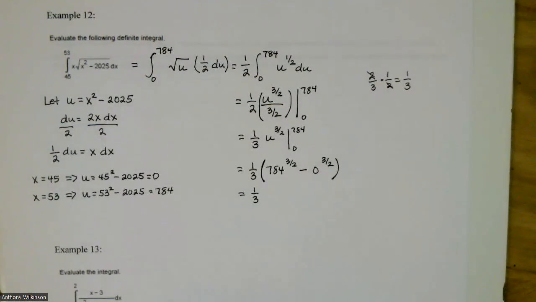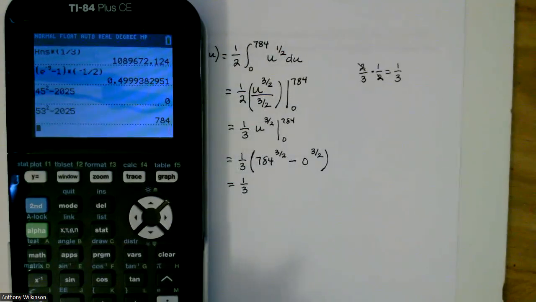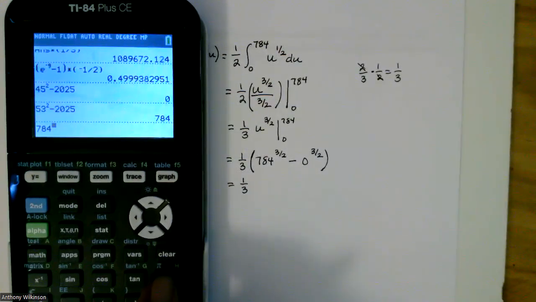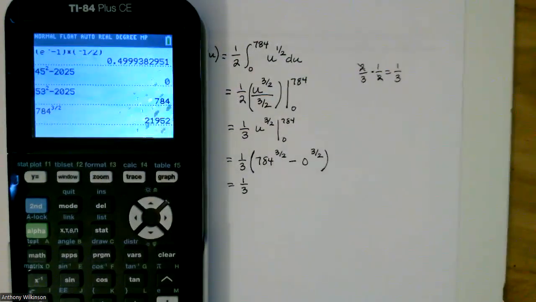Now in the calculator, I'm going to go ahead and do 784 raised to the 3/2 power. So 784, press the hat key, and then 3 divided by 2. This will give me 21,952.